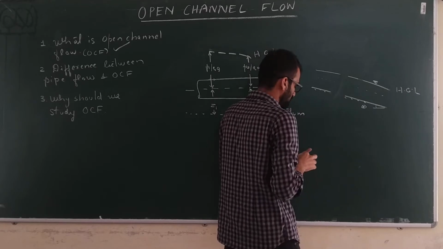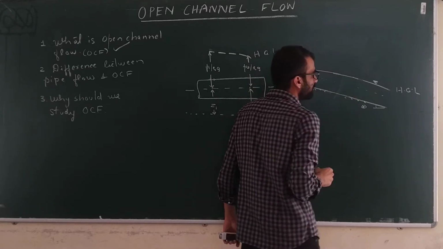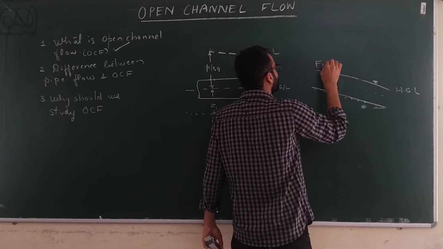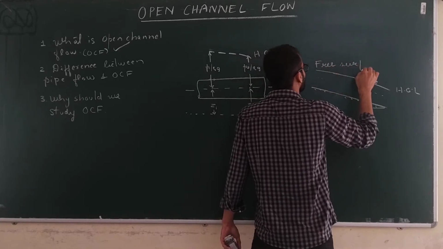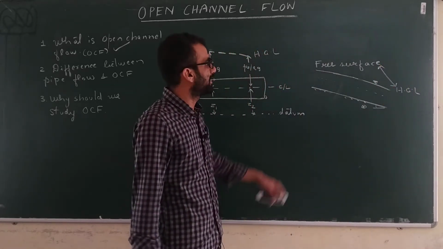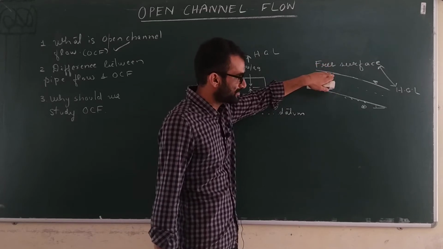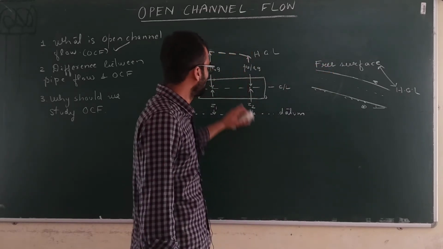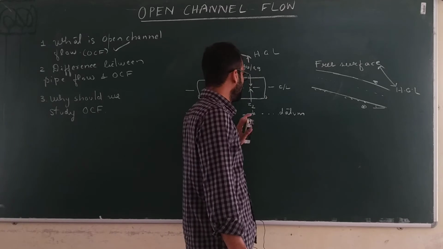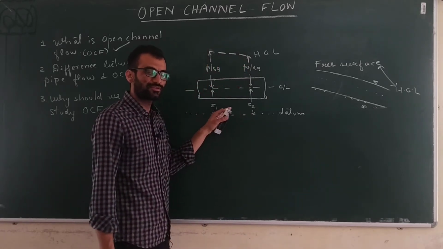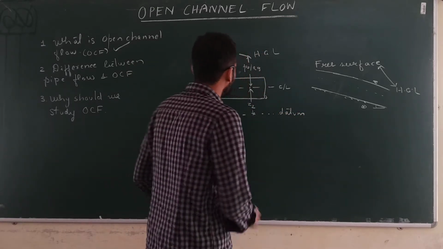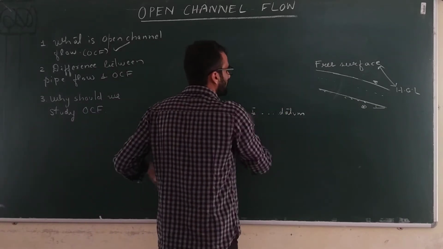So when you have an open channel flow, the water surface or free surface, and the hydraulic gradient line are coinciding. The free surface itself is the hydraulic gradient line, not unlike the pipe flows. So this is one major difference. Here the driving force is the pressure, and in case of open channel the driving force is gravity force. So these are some differences between pipe flow and open channel flow.